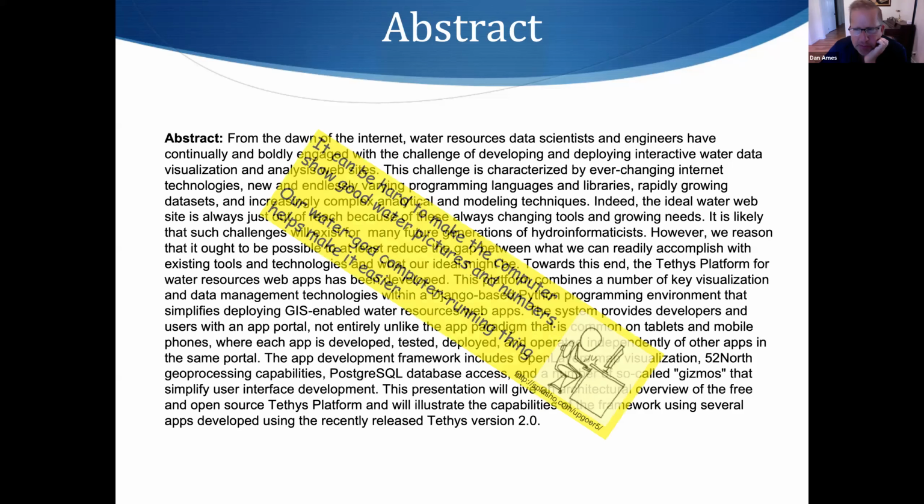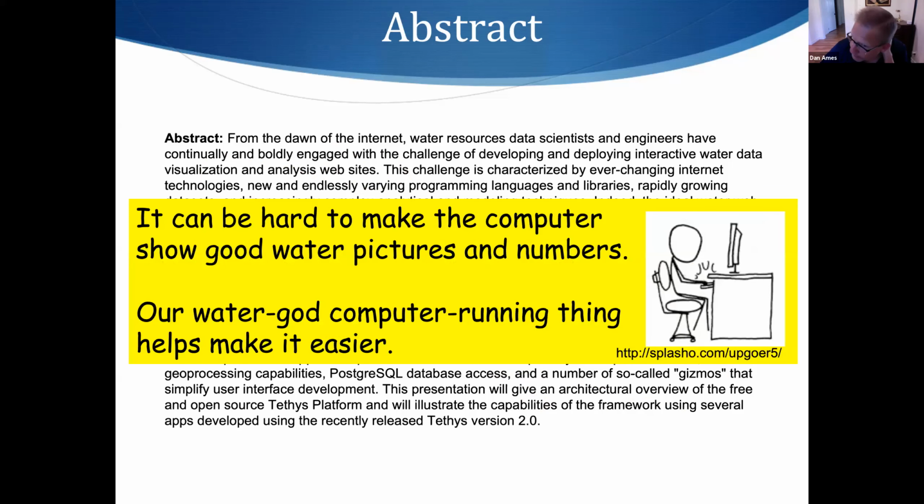But ultimately, what this is trying to say is that it can be hard to make the computer show good water pictures and numbers. There's a website where this guy's tried to dumb down science using only the top 1,000 most common words in the English language. This is what happens if you try to write this abstract that way. Our water god computer running thing helps make it easier. Water god is Tethys. So this is the short version of the abstract: it's hard, we're trying to make it easier.